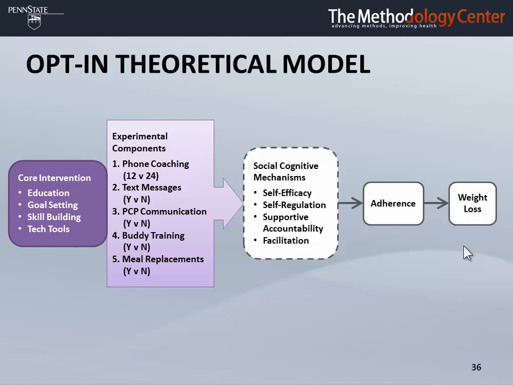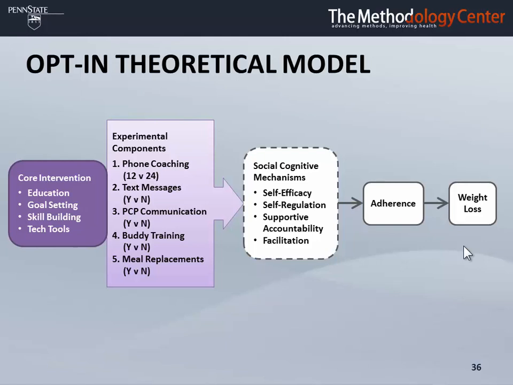So there's a core intervention that everybody got. Really what we're interested in here is adherence. So really this is about getting people to do what they're supposed to. It's not really about the intervention itself, it's about getting people to do the stuff they need to do. So we're looking to affect adherence, which we expect will lead to weight loss. And we're looking to directly impact these social cognitive mechanisms: self-efficacy, self-regulation, supportive accountability, and facilitation.